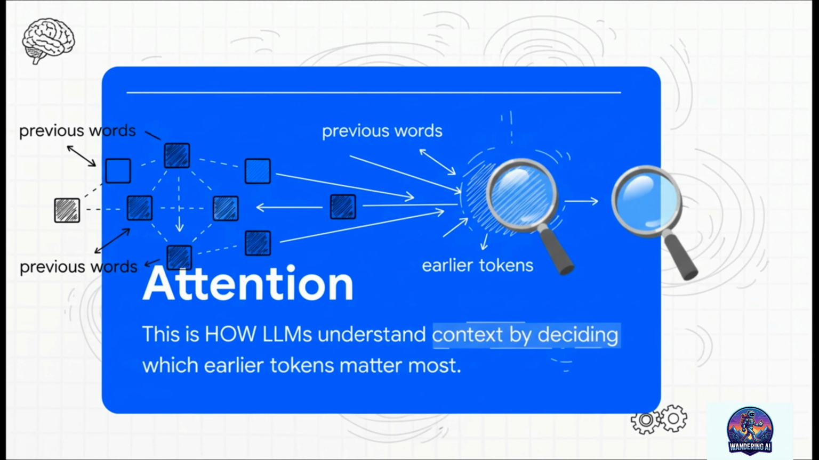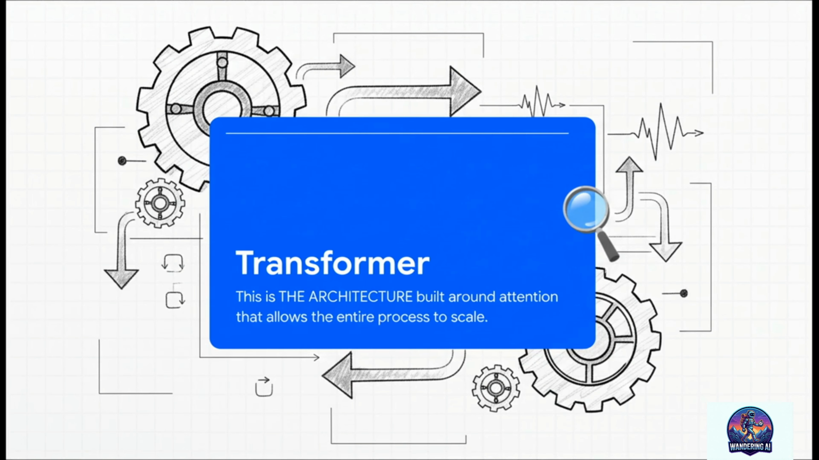Second, attention. This is the intelligence that guides the whole process. It's how the model makes sense of complex relationships in the text and decides which of the thousands of previous words are absolutely critical for making its very next choice. And finally, the transformer. This is the architecture, the brilliant blueprint that actually houses the attention mechanism and allows this entire process to run efficiently and at a mind-boggling scale.